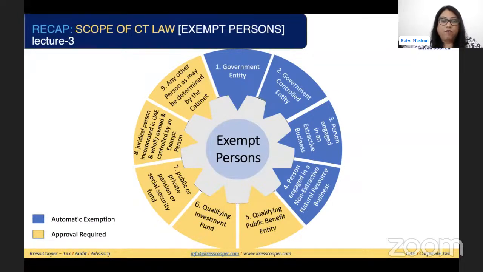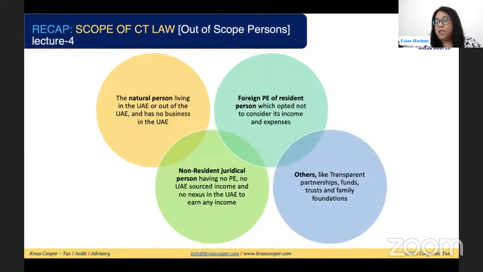Then there are other kinds of exempt persons who need to take approval, like the qualifying public benefit entities, the qualifying investment funds, the public or social pension fund. They do not get automatic exemption and they have to take approval. And for this, we have also seen a cabinet decision that had come out giving them the timeline on when they have to register and then when they have to apply for exemption, which we will discuss later on.